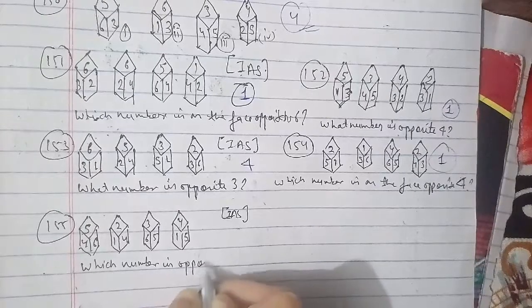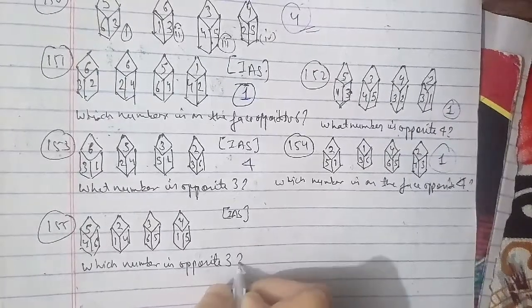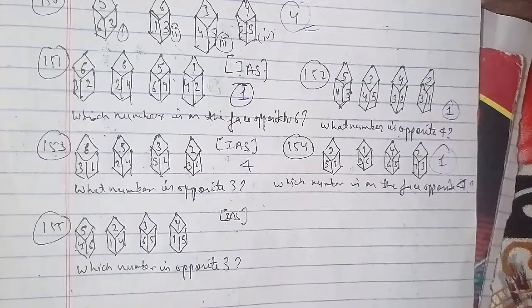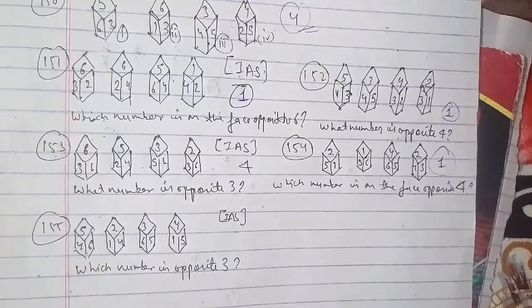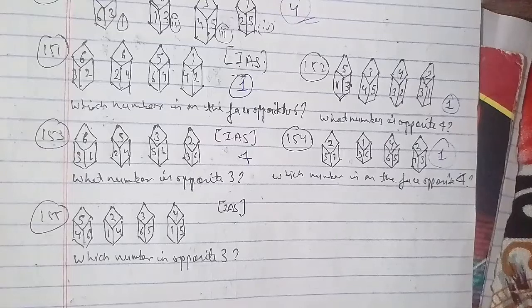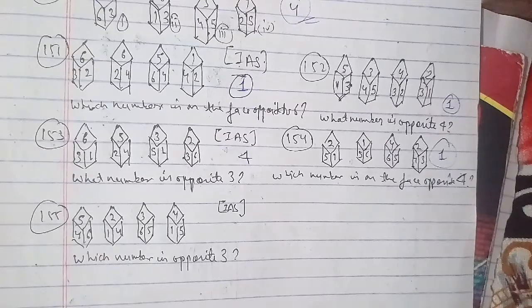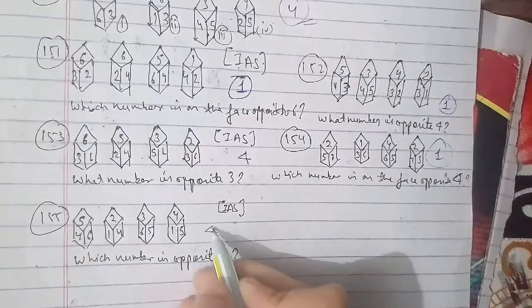In the same cases, from figures 1, 3 and 4, we find that the numbers adjacent to 4 are 5, 6, 1 and 2. So 3 lies opposite 4, that is, 4 lies opposite 3. So the answer we get is 4. That is the right answer for this particular question.